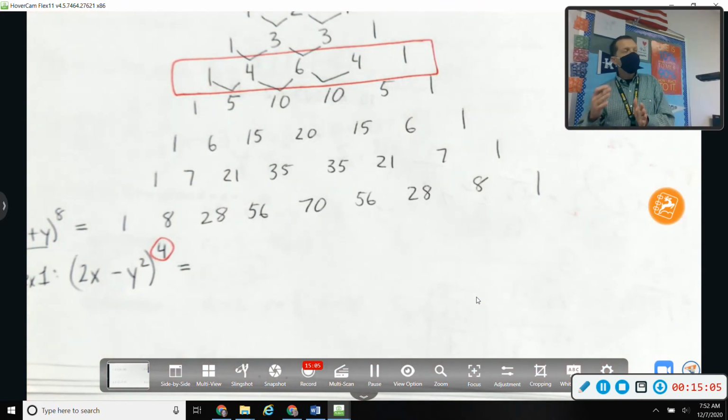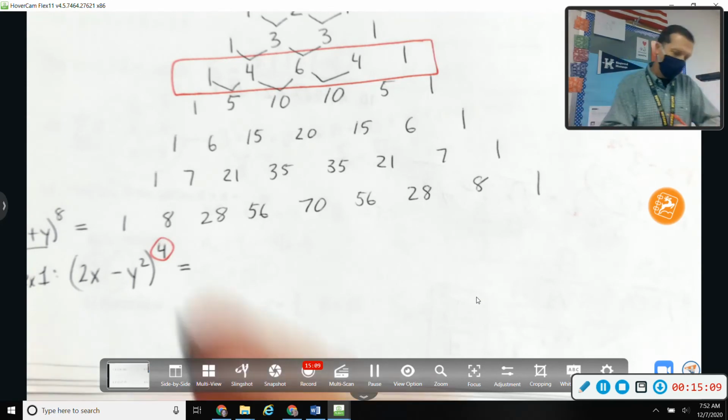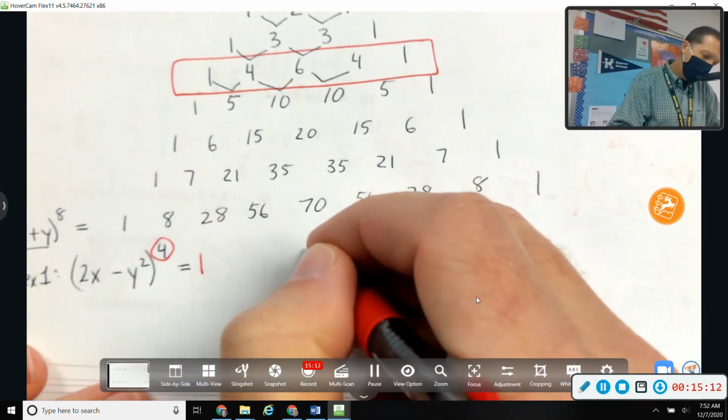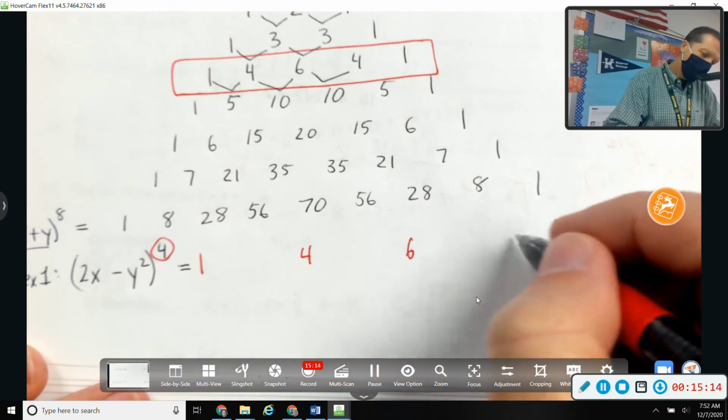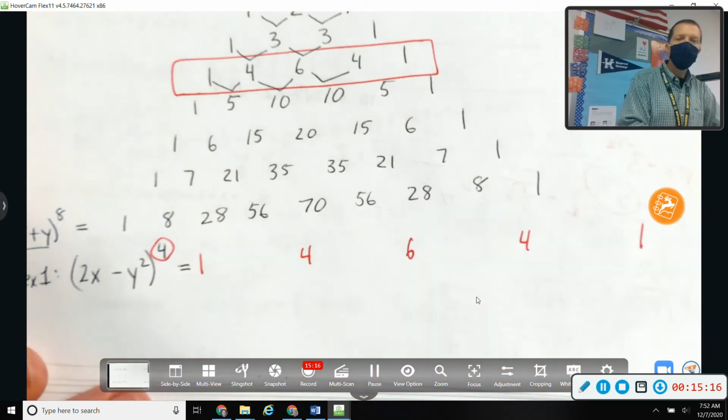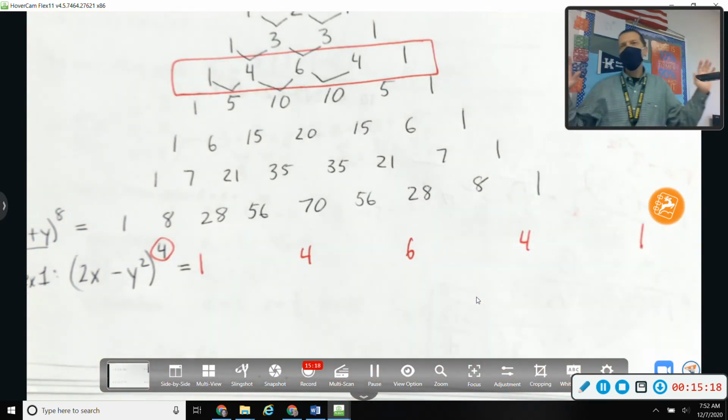And I'm going to copy those coefficients down. I'm going to space them out, though, because I know there's other stuff in there. Those are just the coefficients. So 1, 4, 6, 4, 1. Again, I'm going to space them way out, because I know I've got to stick x stuff in there and y stuff in there.